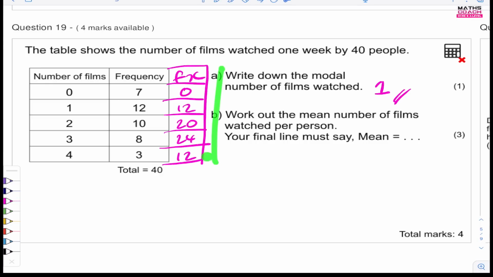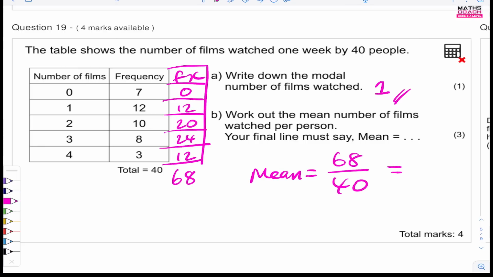And then we want to add all of this up to give us the sum of the fx. That's 0 plus 12 plus 20 plus 24 plus 12. That gives us a total of 68. So to calculate the mean now, mean is equal to 68 divided by the frequency total, which is right there, 40. Okay, if it wasn't given to us, no problem, we would have just added this up and that would have given it to us. So 68 divided by 40 gives us 1.7. So the mean is 1.7.